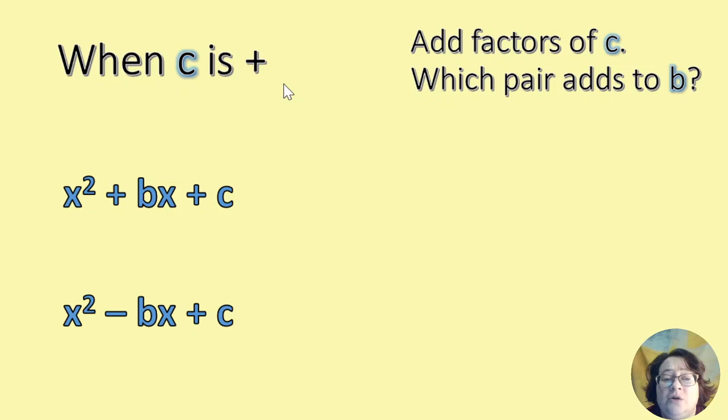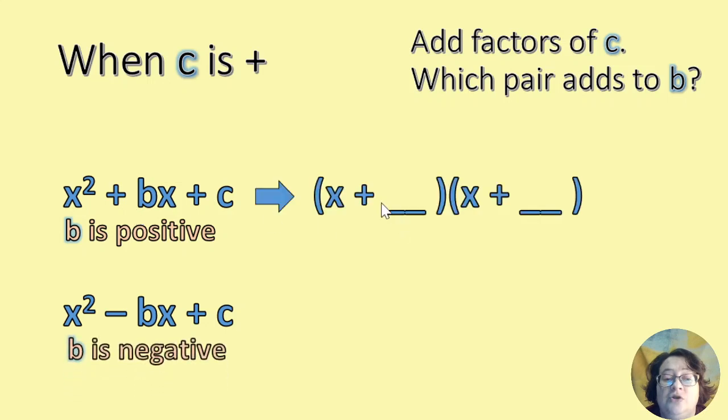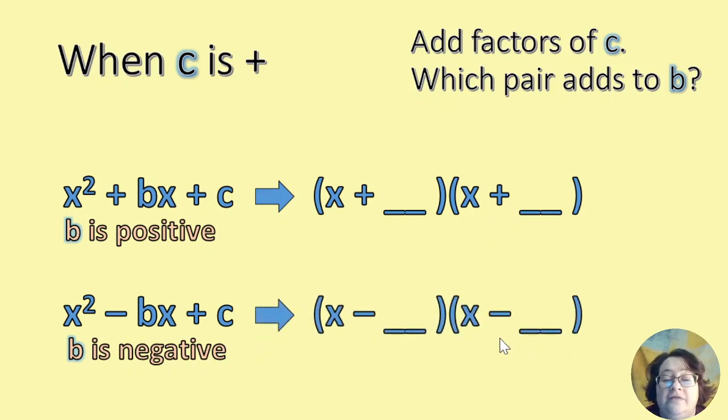So when our last term is positive, well, we know that they have to multiply to get c. Well, multiplying two positive numbers gives us positive. But also multiplying two negative numbers together gives us a positive answer. So for this we look at b. If b is positive, then we are going to have two positive factors. If b is negative, then you're going to have two negative factors. So we can't add two positive numbers to get a negative. It has to be two negative numbers to add together to get a negative.